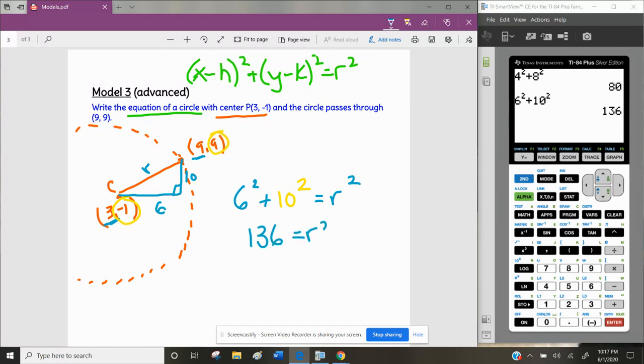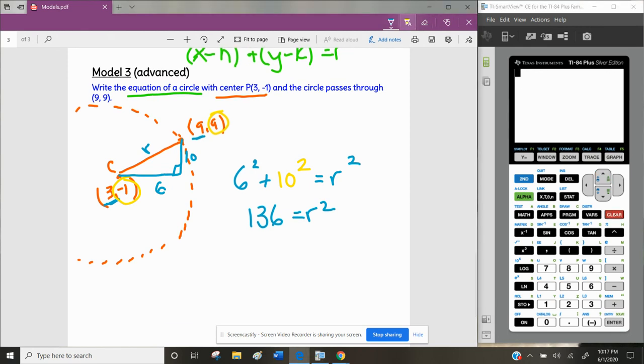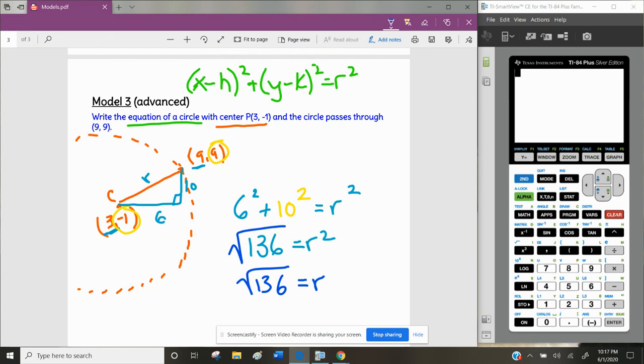136 equals the radius squared. And you're like, I don't know if that's a perfect square. Let's check. No, clearly not a perfect square. So our radius is the square root of 136. But if you look at our formula here, we need r squared, which was just 136. So we didn't have to solve for r. We could have stopped at r squared for our formula.